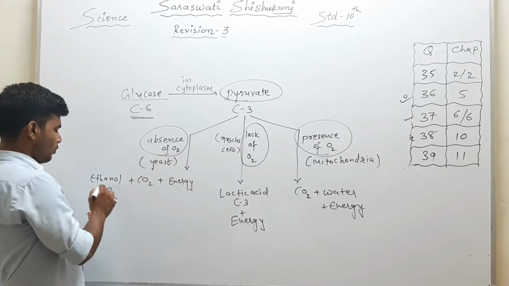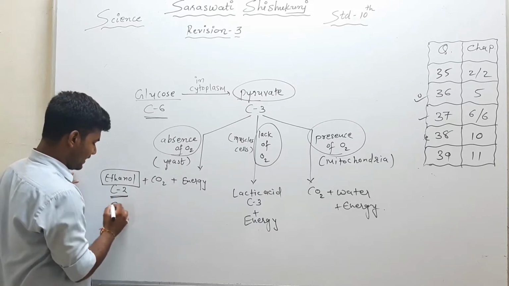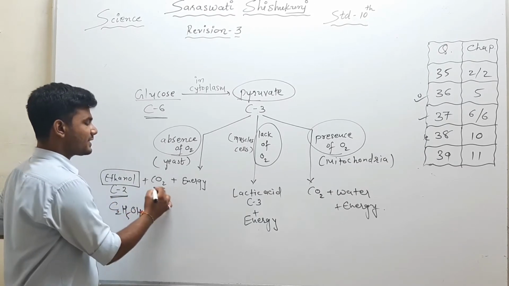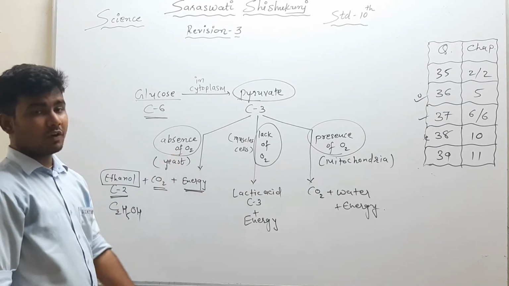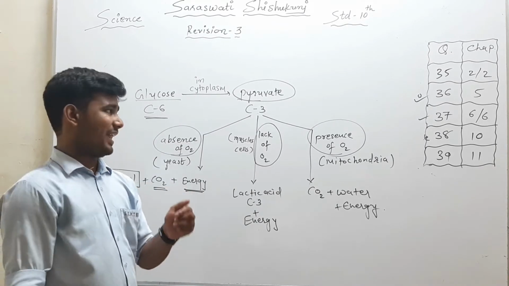In that case, what we will get as a product is ethanol, which is 2 carbon containing, C2H5OH, plus carbon dioxide and energy. But it is in absence of oxygen, so proper breakdown of pyruvate will not be done, so this energy will be very less.